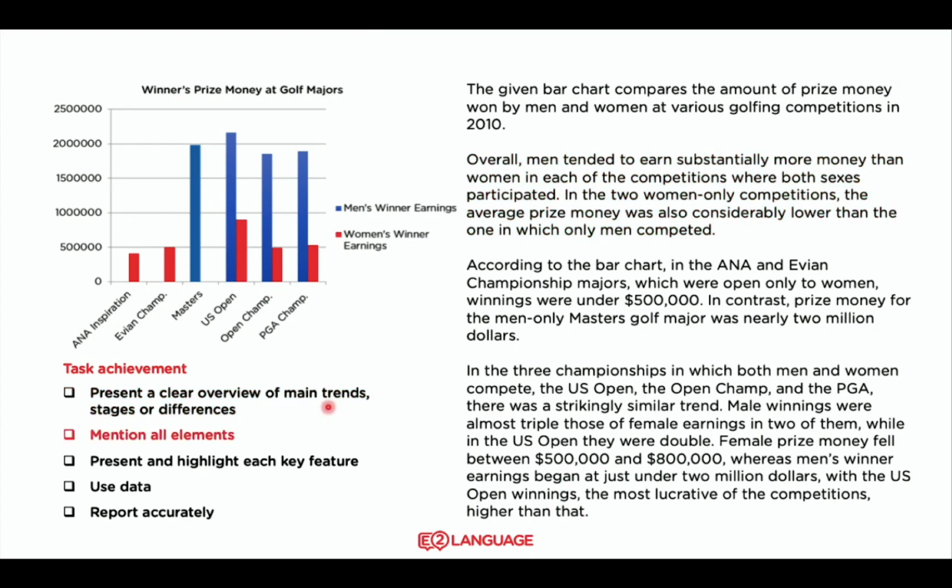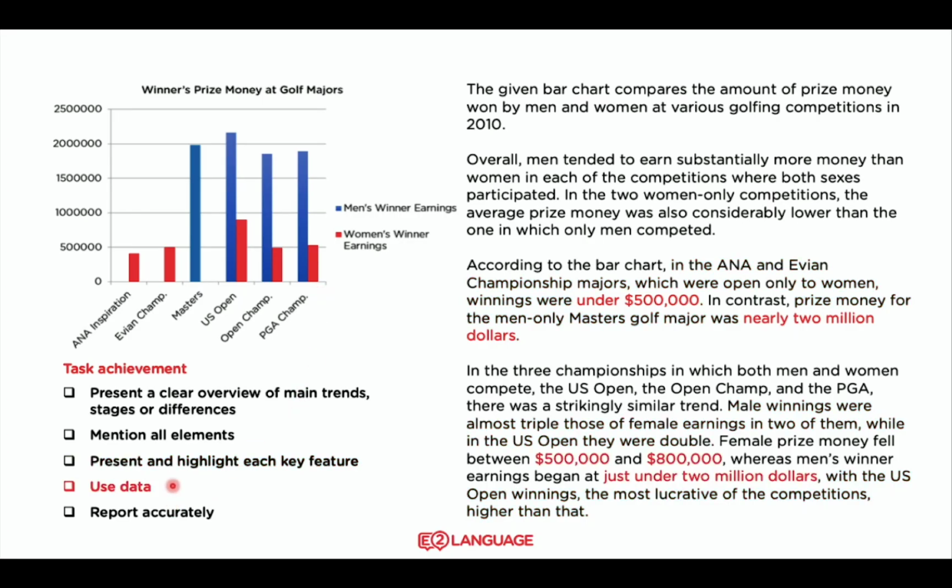Have I mentioned all the elements? So in this case, you need to mention all of the competitions and obviously the men and women, and I've done those things throughout. Have I presented and highlighted each key feature? So what things would you report to somebody who couldn't see this graph? Those are the key features. And I've highlighted what I consider to be the key features here in red. So I've mentioned the female only and the male only competition, and then I've highlighted this big contrast in earnings in the three which contain both men and women.